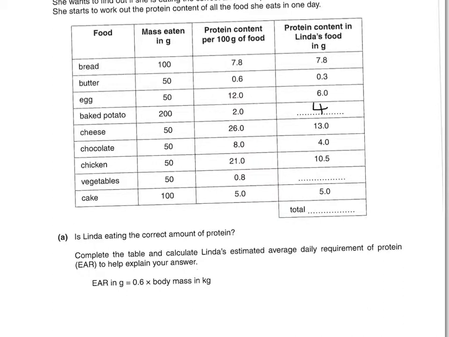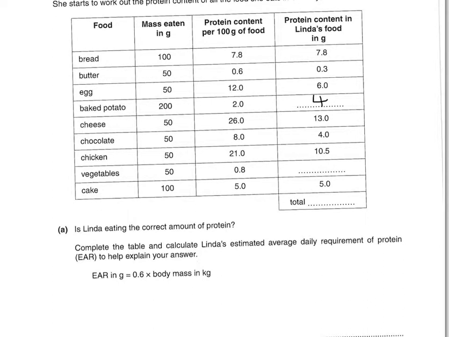The next part of the question asks, is Linda eating the correct amount of protein? Well, you have to add all this. Oh, there's another bit. Sorry, I've missed out the vegetables bit. So there, you've eaten 50 grams, and it's 0.8 per 100.